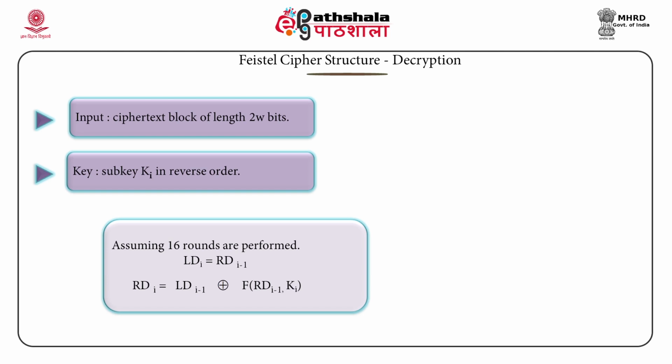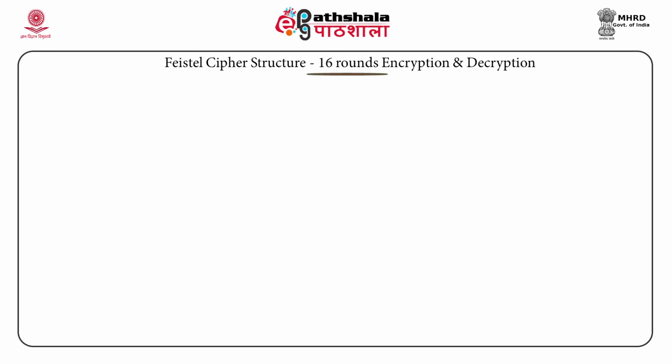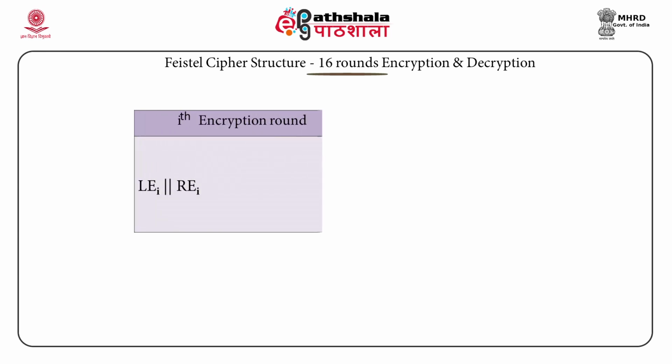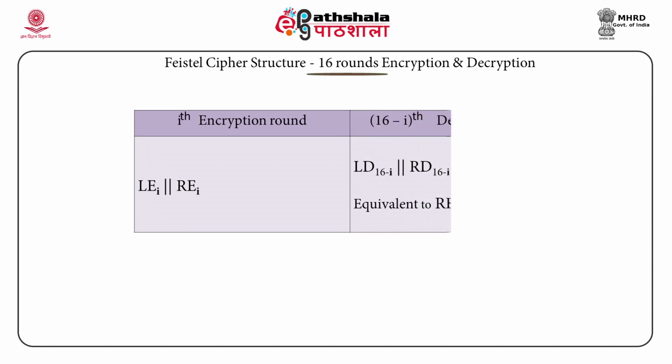And RDi equals LDi-1 exclusive OR with the output of the function applied on RDi-1 and Ki. It's clear: i-1 means taken from the previous round, i means taken from the current round. The Feistel cipher structure has 16 rounds, very obvious. The ith round of encryption is denoted by LEi appended with REi, and the 16 minus ith decryption round is denoted as LD16-i appended with RD16-i, which is equivalent to REi appended to LEi.